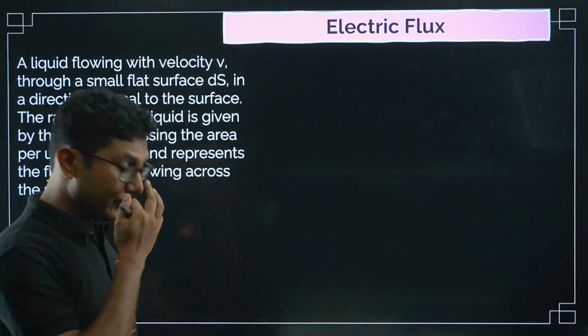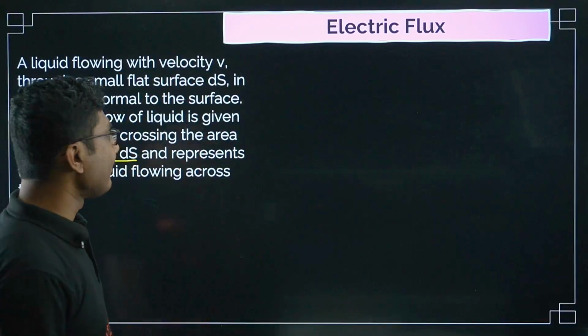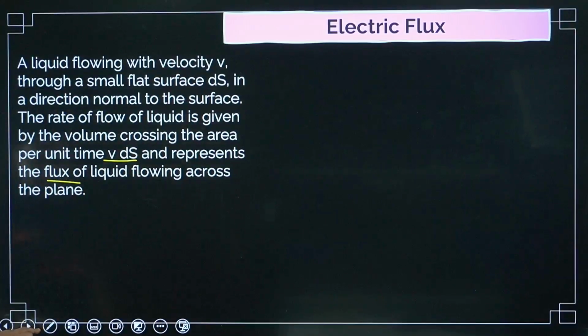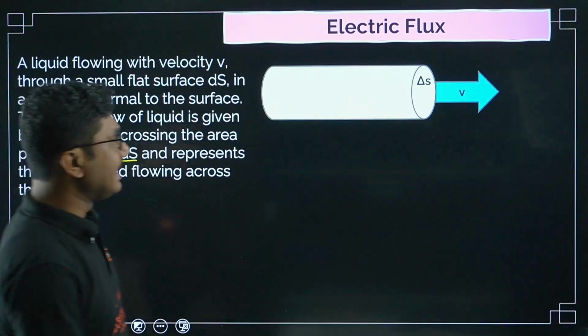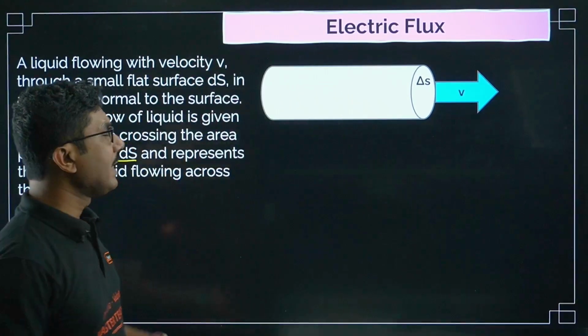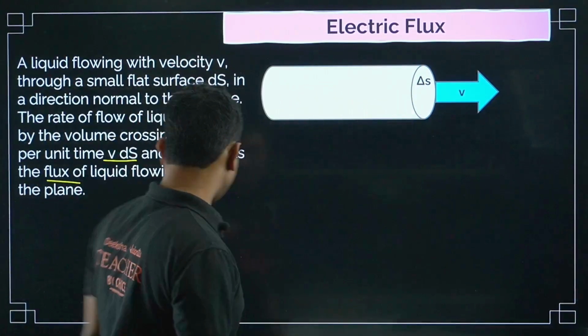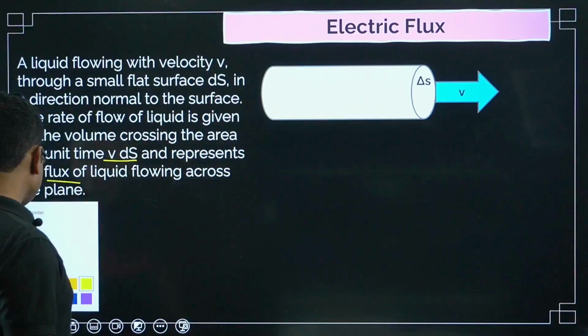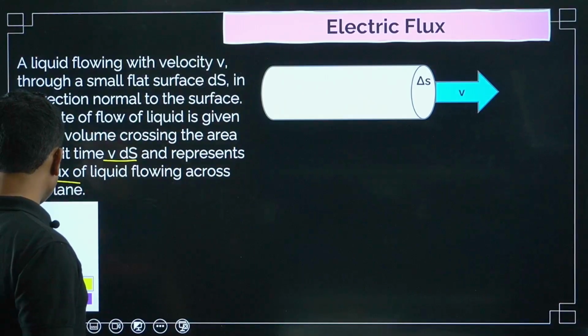Now the same thing we will also apply for the electric field as well. Let's see. Here we have a pipe through which the liquid is flowing, and this is the surface area, and the velocity and surface area are basically normal to each other, right?